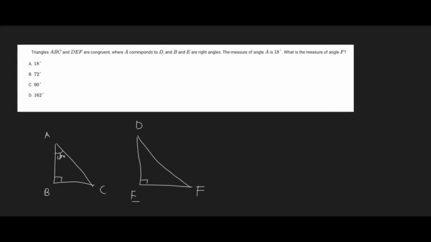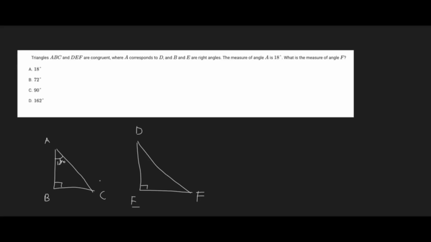All right, so here's the thing, right? We know that right angles are 90 degrees, so angle B is going to be 90 degrees. They want us to find the measure of angle F, and angle F is in the other triangle. But since we know they're congruent triangles, their corresponding angles are going to be the same. Not only are they similar in terms of side lengths, but they're also going to have the same angle measures.